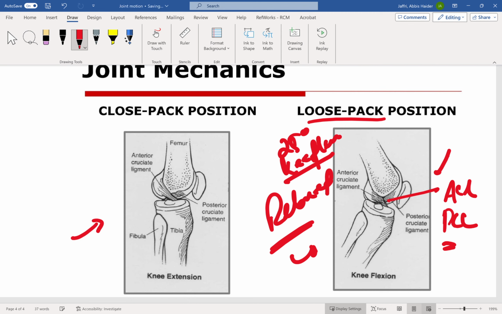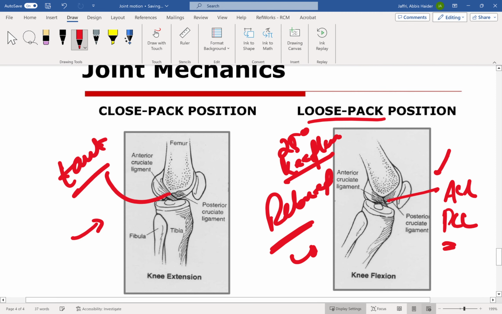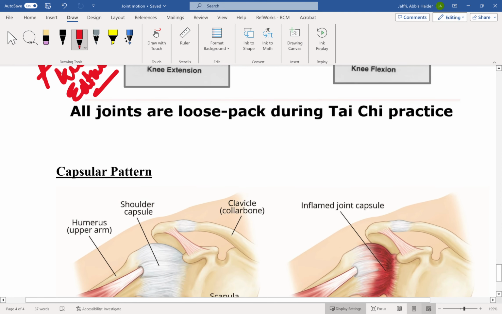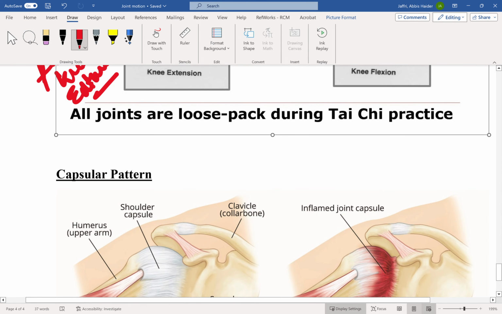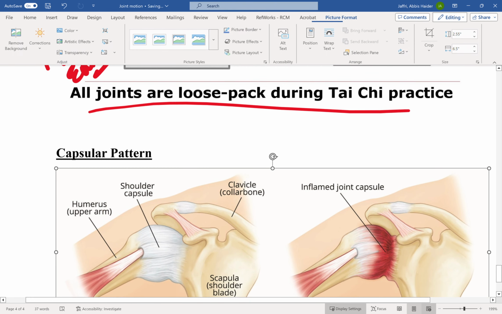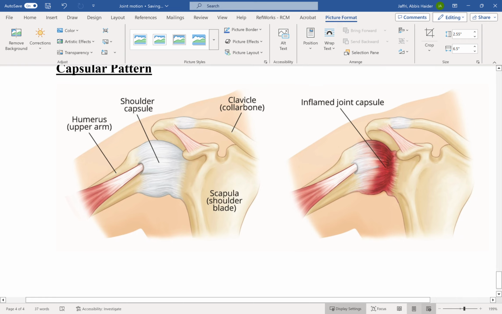The closed pack position is the one where the ligaments are taut or they are tight. They are taut ligaments here. Okay, so full knee extension is your closed pack position. This position has significance also. Clinical implications are that this position is used to test the stability and used to do the stability exercises. And this is just a clinical example that all loose pack positions are used for the Tai Chi practice.